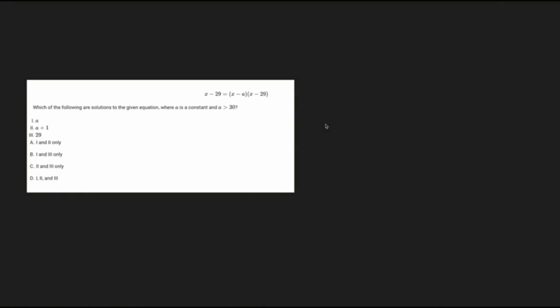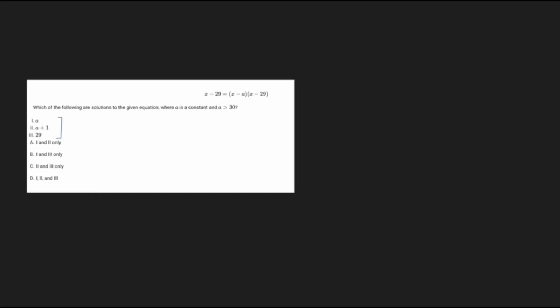The following are solutions to the given equation, where a is a constant and a is greater than 30. All right, so first off, we have three possible answer choices. So a plus 1, or 29. And so what we want to do first is, well, we can just plug in these values to see if they work out, right? So these roots or solutions are really just substitutes for the value of x, right?